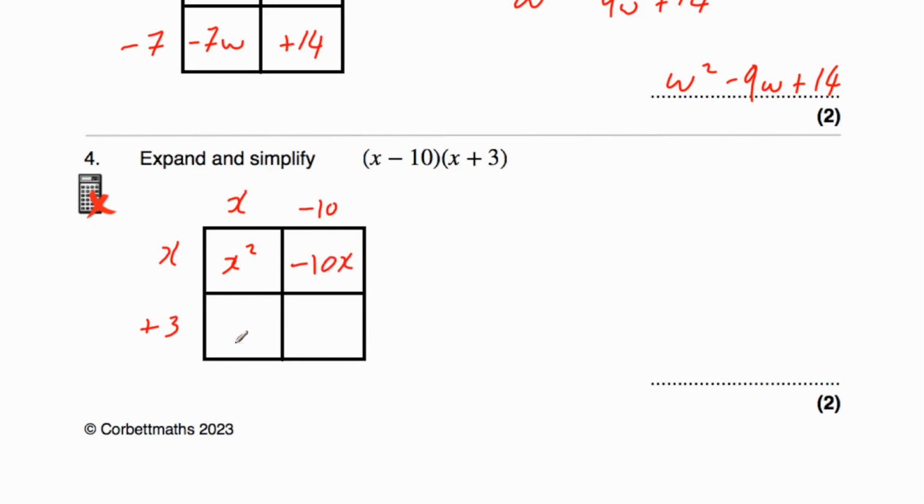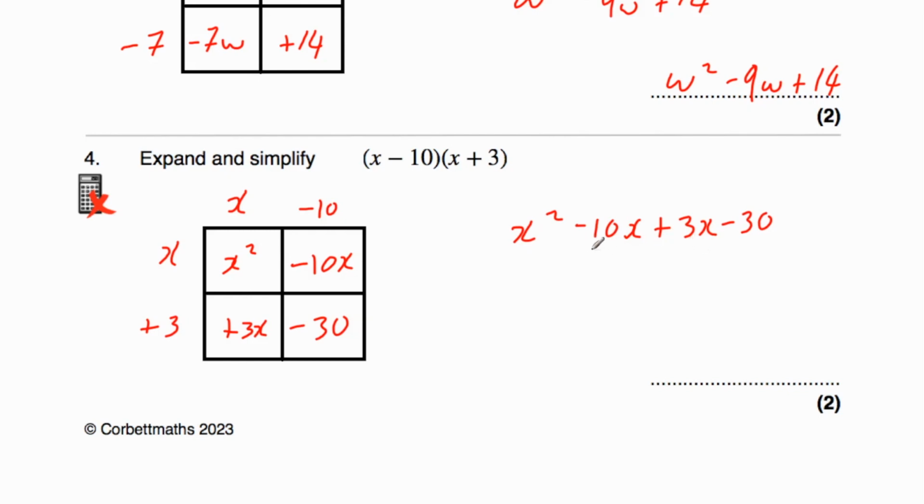X times 3 will be 3x, or positive 3x. And then negative 10 times 3, well, negative times a positive is a negative, and 10 times 3 is 30. So that would be negative 30. Let's write that out. So x squared minus 10x plus 3x minus 30.